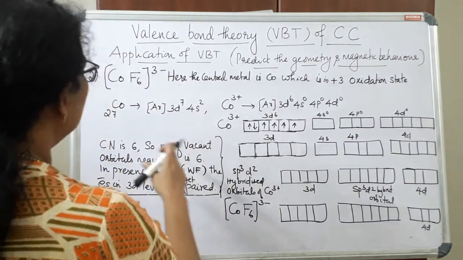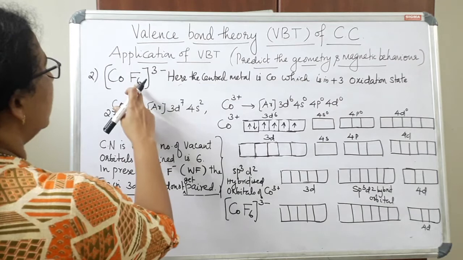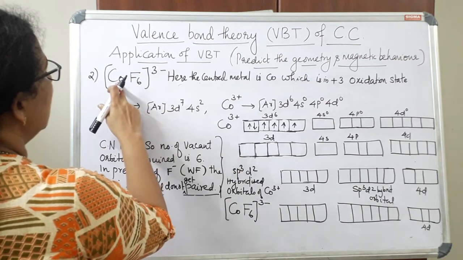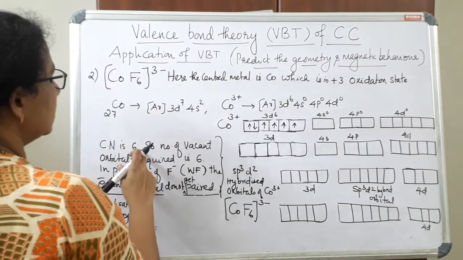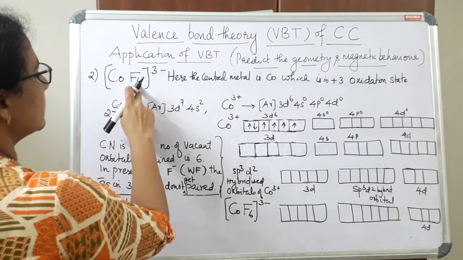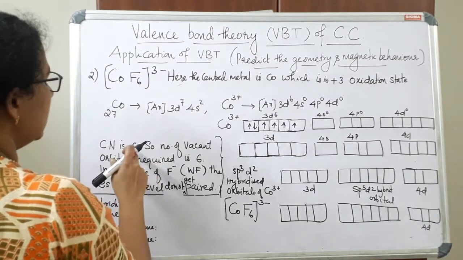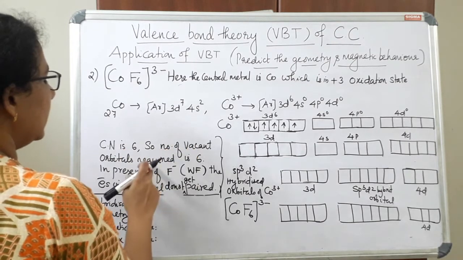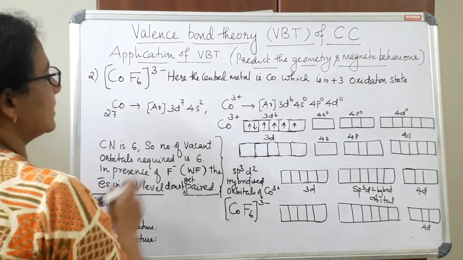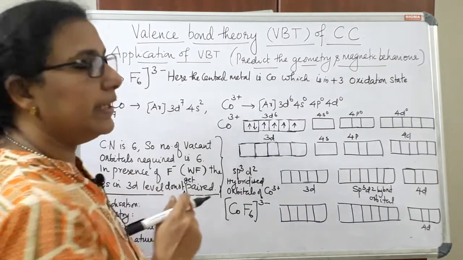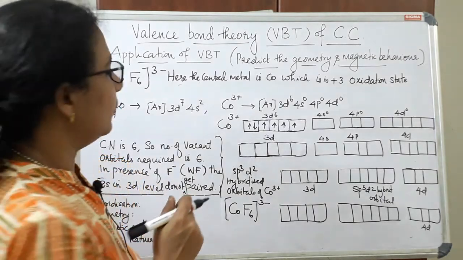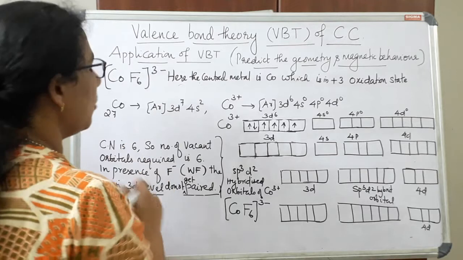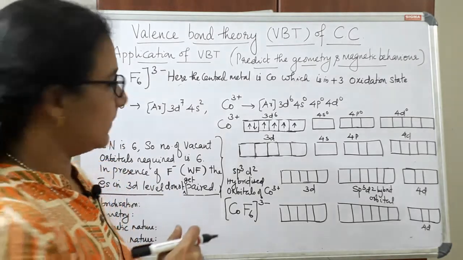Now let us see the coordination number. So the coordination number of this cobalt, this metal, is actually 6. There are 6 ligands. So 6 fluoride ions are attached. So 6 is the coordination number. So the number of vacant orbitals required is 6.